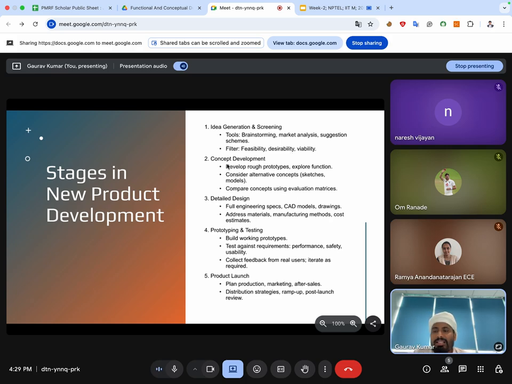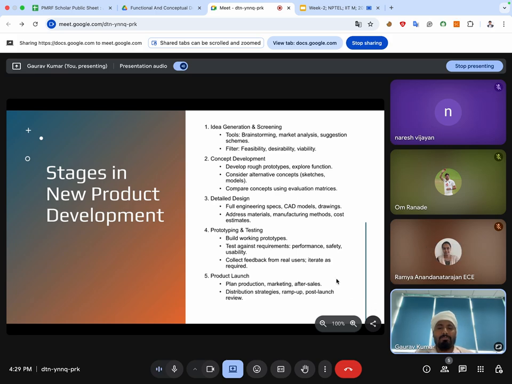Next one is concept development. We first sketch a very rough concept, make a low fidelity prototype like cardboard mock-ups or wireframes, and then use evaluation metrics to select the best ideas. Next one is detail design. Now turn your chosen concept into a full design. Create 3D CAD models, select the materials, and estimate cost and manufacturing process.